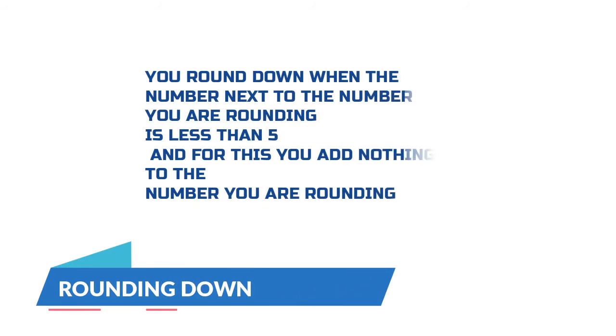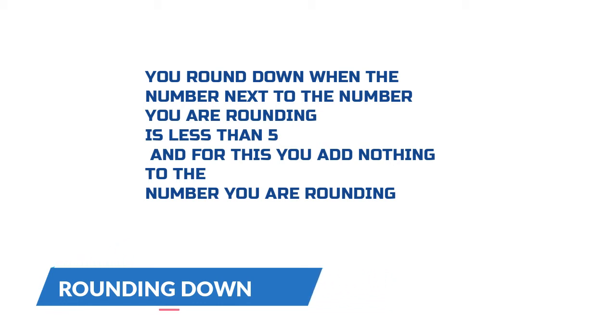But what if the number after 4 is less than 5? Well, that brings us to rounding down. You actually round down when the number next to the number you're rounding to is less than 5. And for this particular one, you add nothing to the number you're rounding.